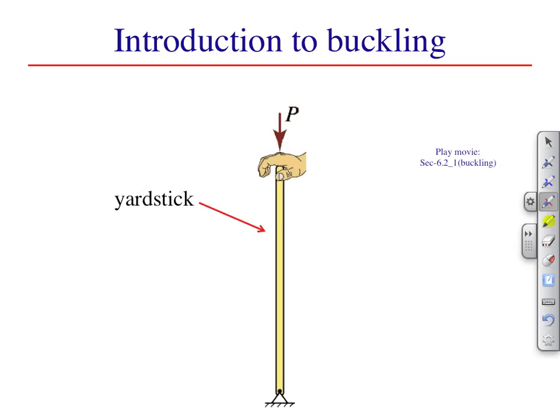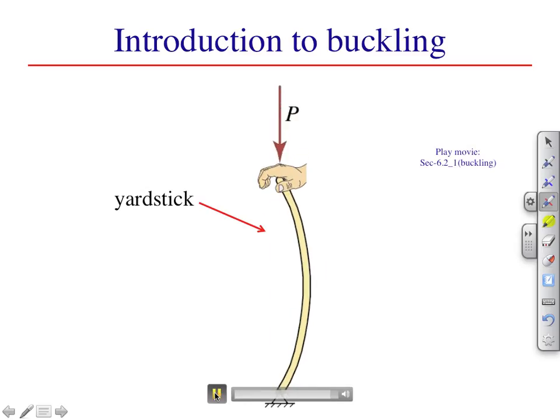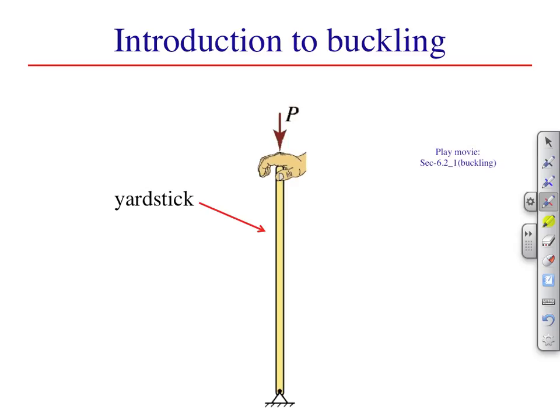Here we are applying a vertical force P to a yardstick. It's important to note that load P is increasing. Initially, we can increase P without seeing any additional deformation in the yardstick, but at some critical load, P critical, we get a snap-through type failure.